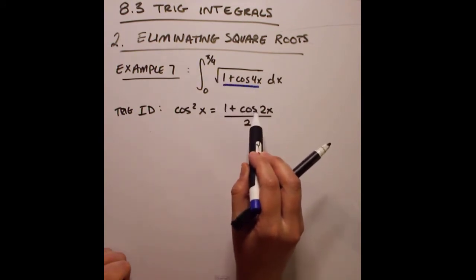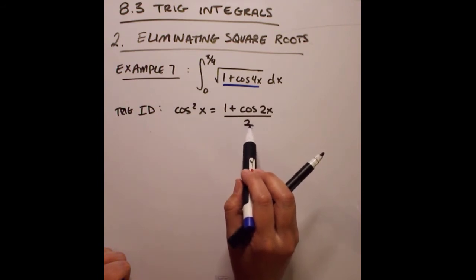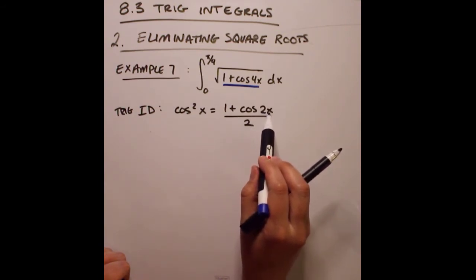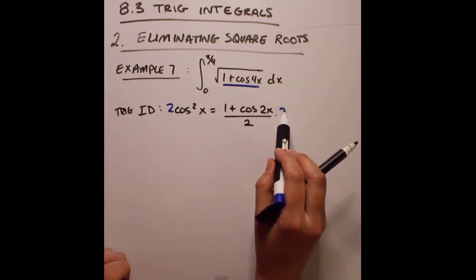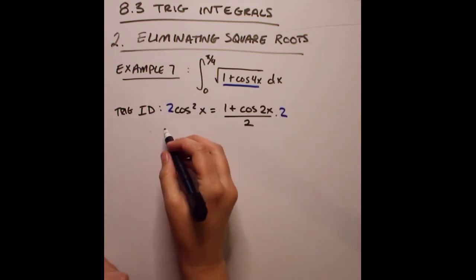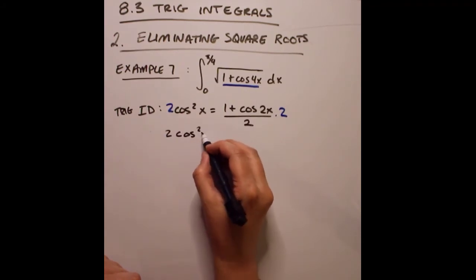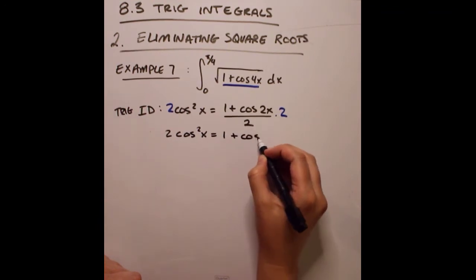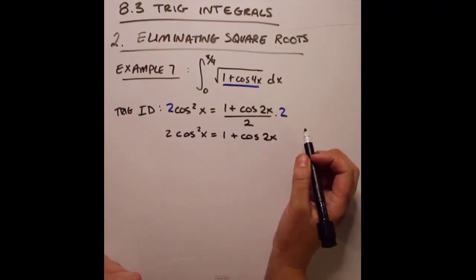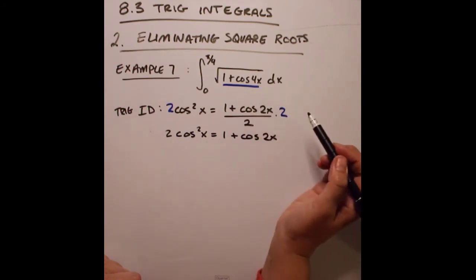So we want what we have in this identity to match this. Notice the difference is this 2 on the bottom and then this 2x here. So let's start by multiplying both sides of this equation by 2. That's the first easy part to rewriting this identity. So 2 cosine squared x is just 1 plus cosine 2x. And then the next thing is we don't have a 2x, we have a 4x.